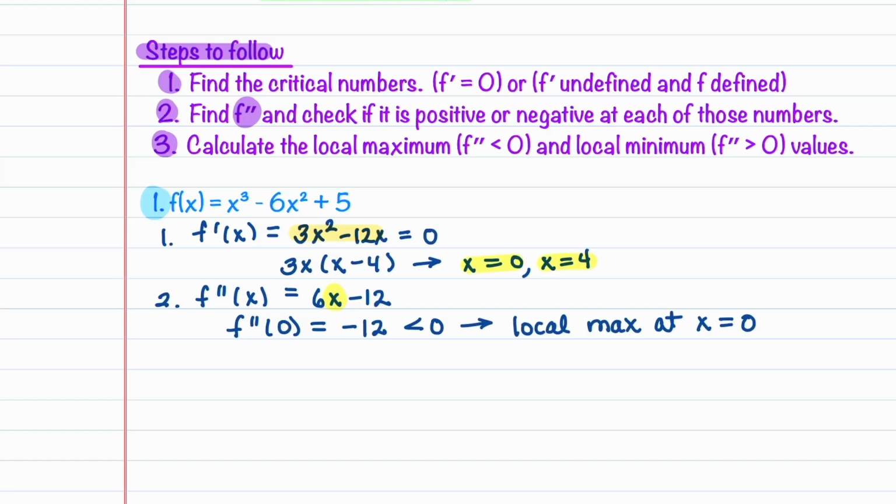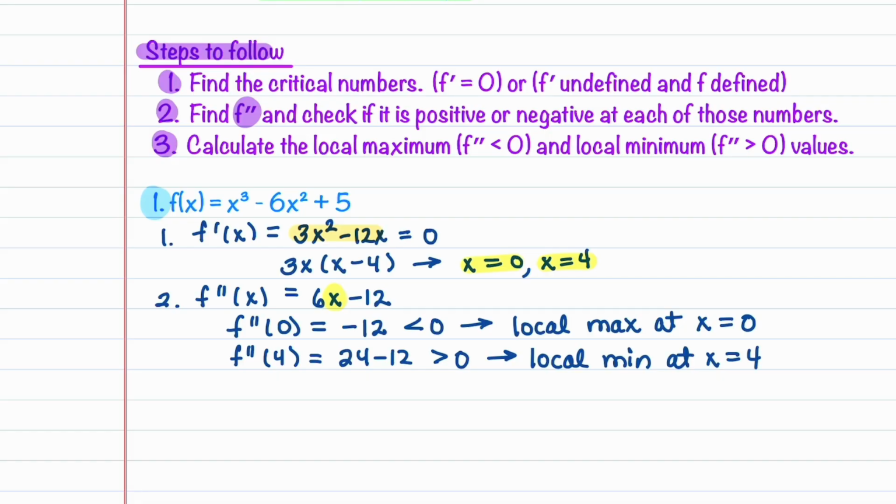Remember, it's just opposite. If it's less than 0, you have a max. If it's greater than 0, you have a min. Now let's find f double prime at 4. This is 6 times 4, so this is 24 minus 12. That is greater than 0. The value doesn't matter. We're just checking if it's positive or negative. If it's greater than 0, that tells us that we're going to have a local min at x is equal to 4.